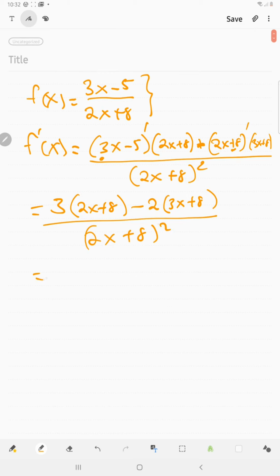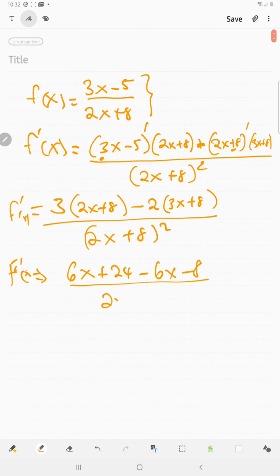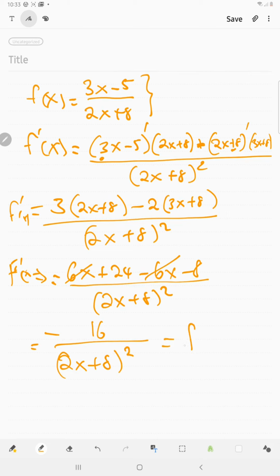So at the end of the day, I can now simplify to say what about f prime? F prime is going to be equal to 6x plus 24 minus 6x plus 10, over (2x plus 8) squared. So this gives us common terms together. This and this can cancel, and this is 16. So we can have 16 over (2x plus 8) squared. So this is now the value of f prime x. So that's the way we can look at it.